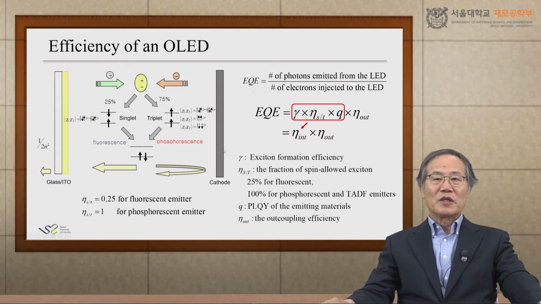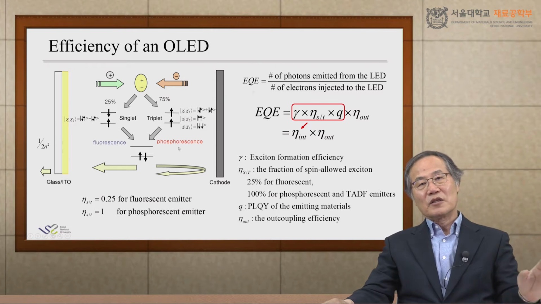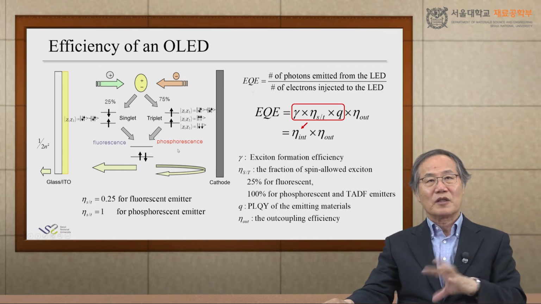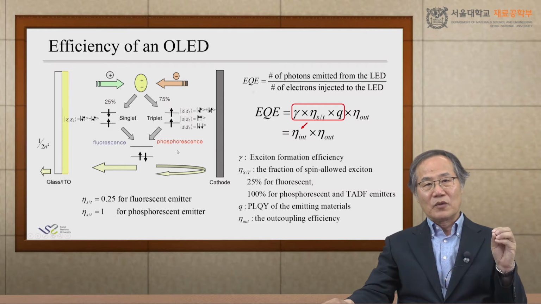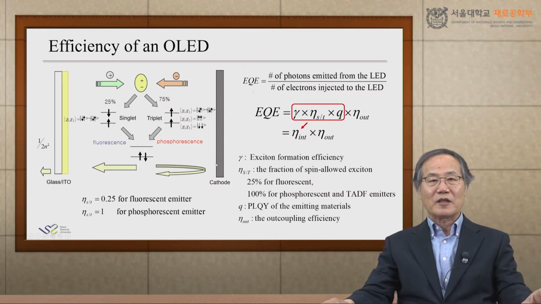And then the fraction of spin allowed excitons. As I mentioned, there is a 1:3 ratio of singlet and triplet. If you use fluorescent molecules, you can have just the emission, so the fraction of spin allowed exciton is just 25%. But if you use phosphorescent dyes, then that can be 1. And also the radiative transition rates I explained already in the optical properties, PLQY, which considers all the decay processes, and out of them, only the radiative decay is effective to get light.